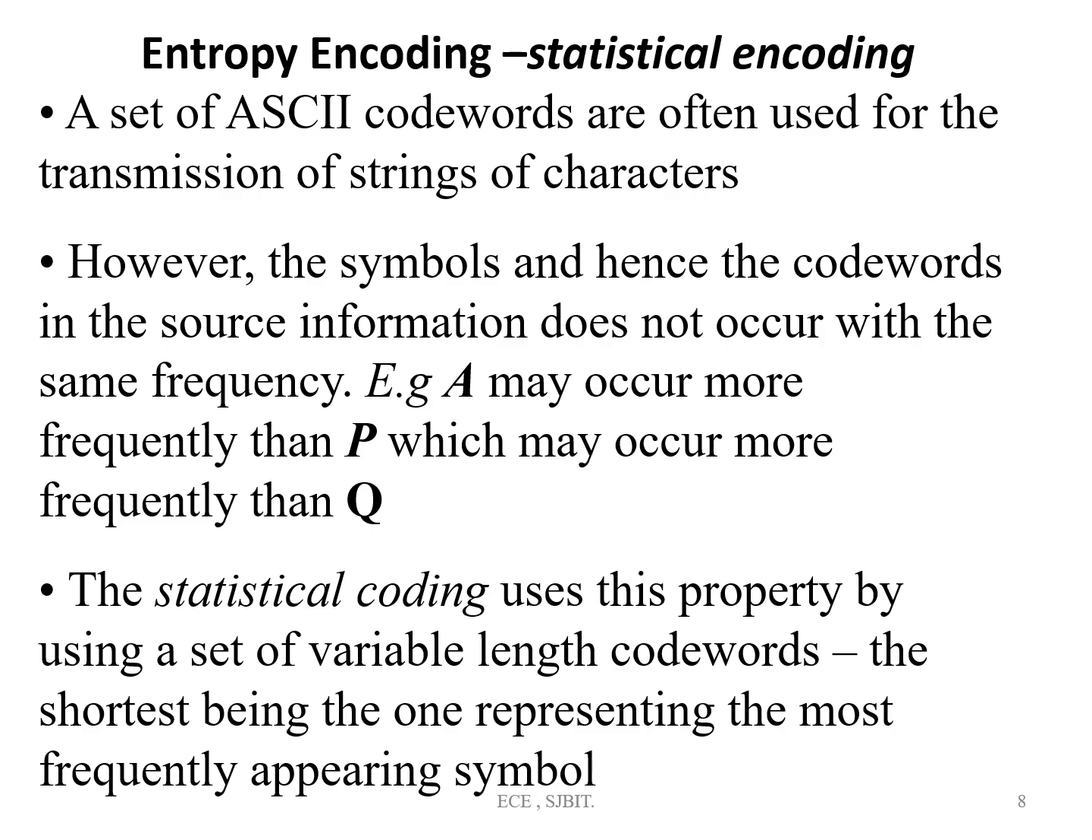Entropy encoding is one of the statistical encoding methods. Here a set of ASCII code words is often used for the transmission of strings of characters. However, the symbols and the code words in the source information will not occur with equal frequency. So statistical coding uses this property by using a set of variable length code words, with the shortest one representing the most frequently appearing symbol.